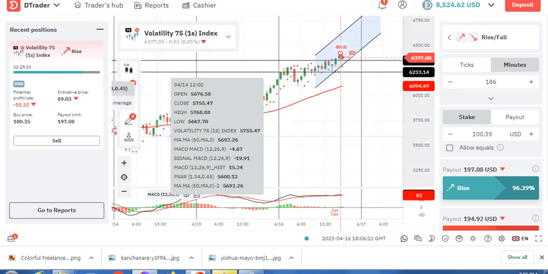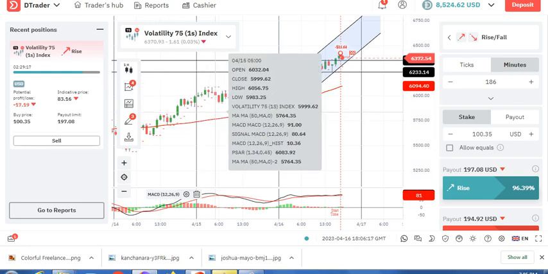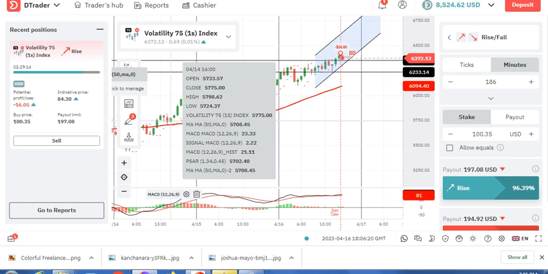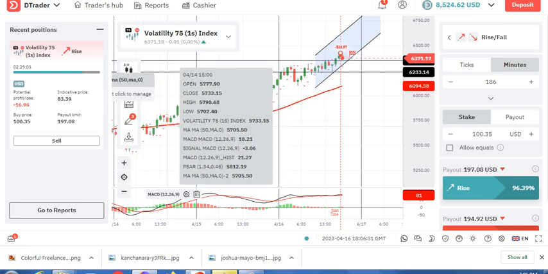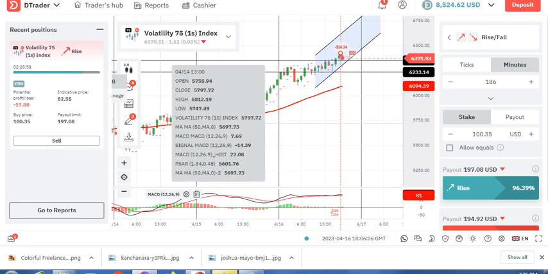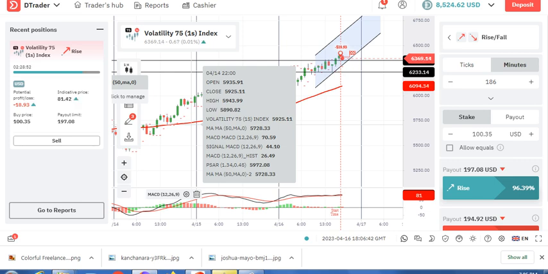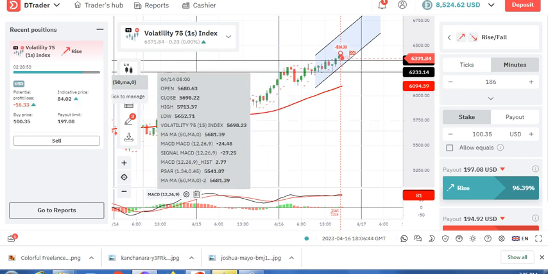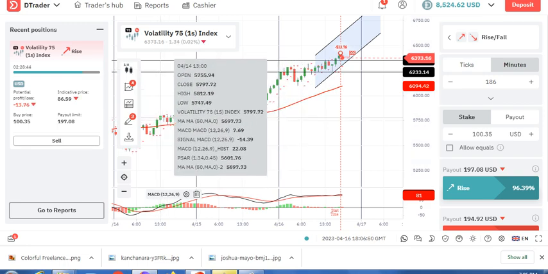If you had been online at this point and opened your chart on this very day, which was the 14th of April 2023, you would have seen this move. You would have seen this green candle above this moving average, and you would have entered your buy at this second candle.